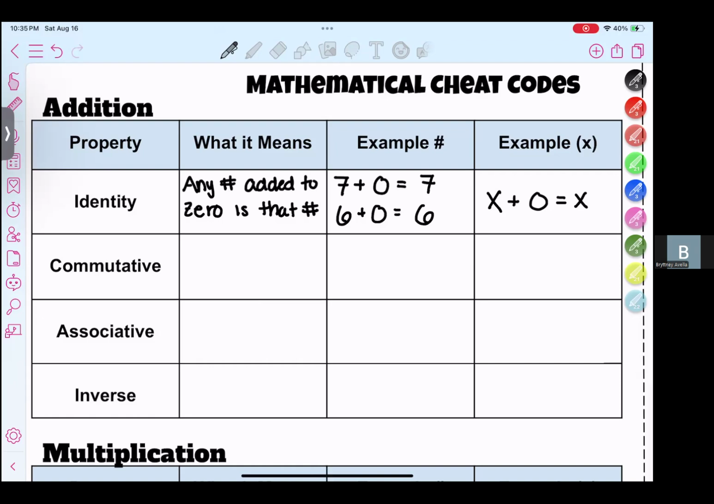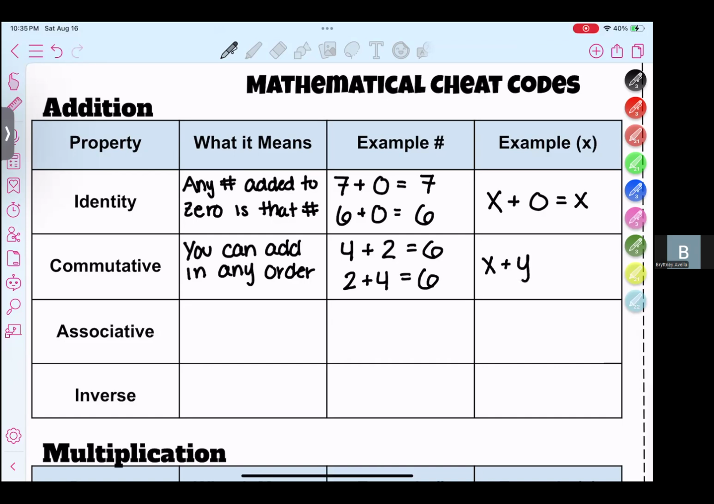The next property we have is the commutative property of addition, and that just means you can add in any order. So what does that look like with some numbers? If we have 4 plus 2, that's going to give us 6. And if we have 2 plus 4, that's going to also give us 6. So we can see that we can add in any order and get the same answers. So with x and y, we would see that x plus y equals y plus x.